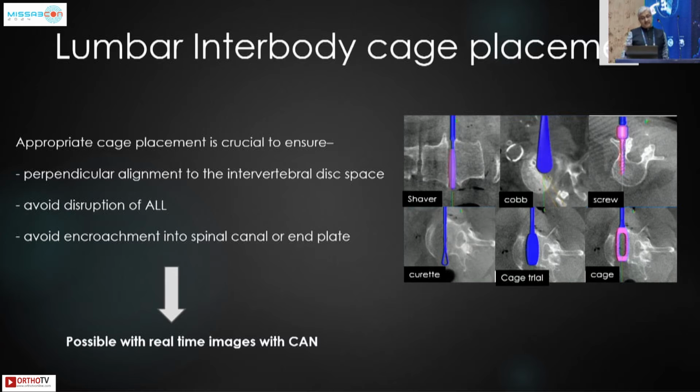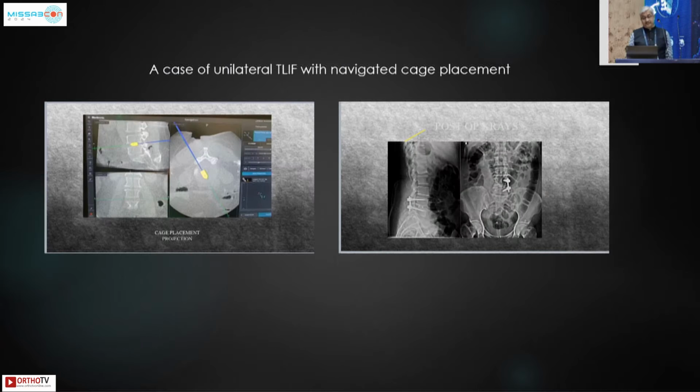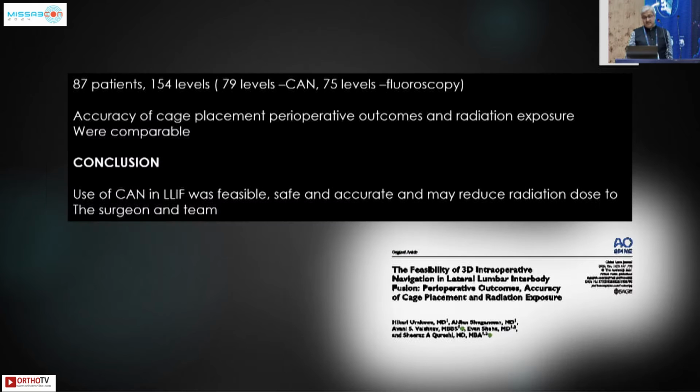In the case of lumbar interbody cages, we can place the cages perpendicular to the intervertebral disc space, as well as avoid injury to the ALL, and also avoid encroachment into the spinal canal and end plate, which is very common when we do it under fluoroscopy. This is an example of a TLIF where the cage is being placed absolutely at the center of the interbody space and in the middle of the vertebral body, with the X-ray picture on the right side.